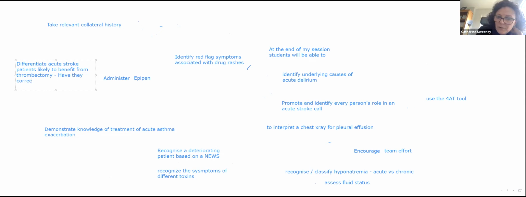So I'm looking at recognize, classify hyponatremia, acute versus chronic. So presumably you're going to give them blood results as part of the scenario, and then what's the next thing? Are you going to require them to write a prescription for fluids, say, or for medications you might give in this particular scenario? So they're the kind of things that you could assess. Okay.